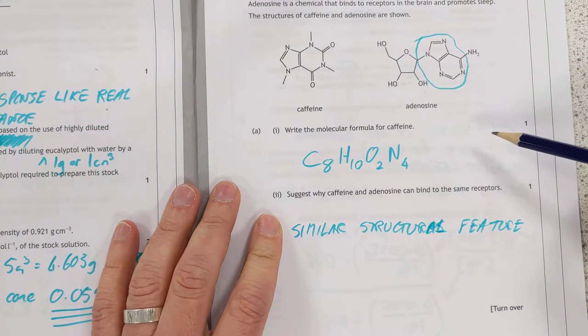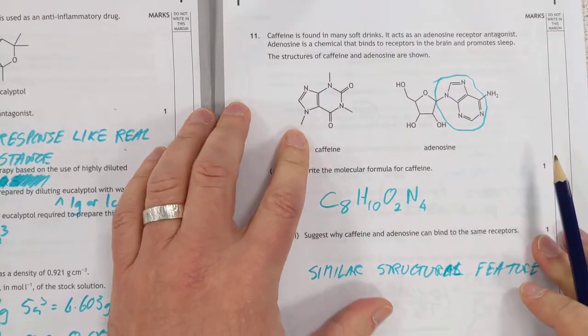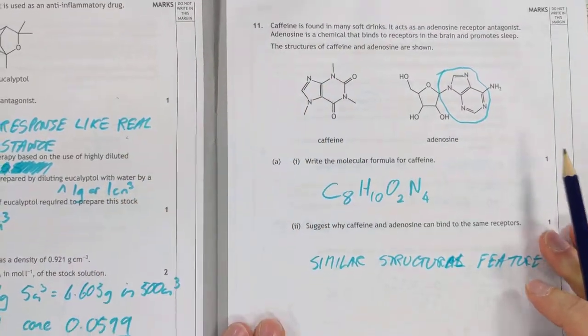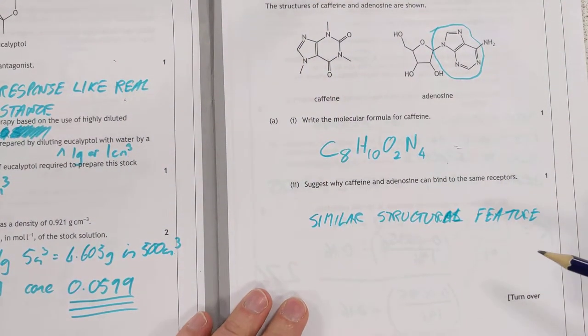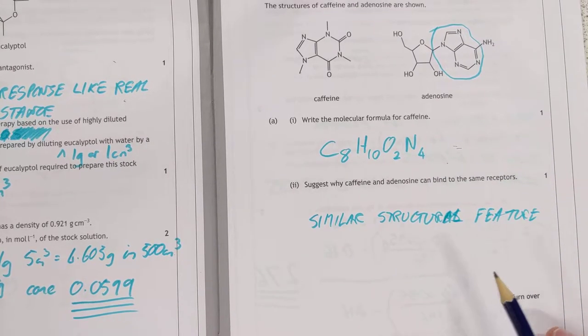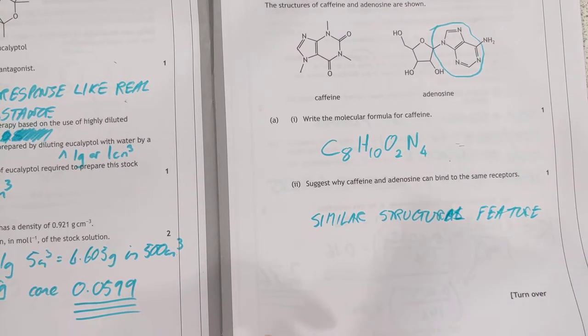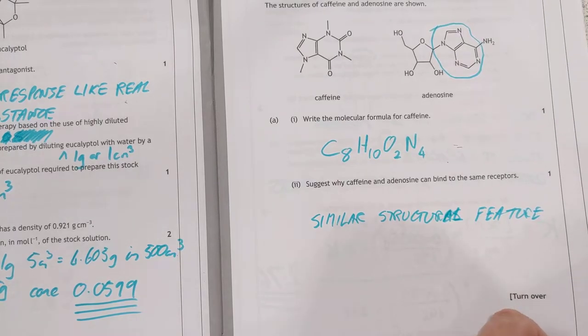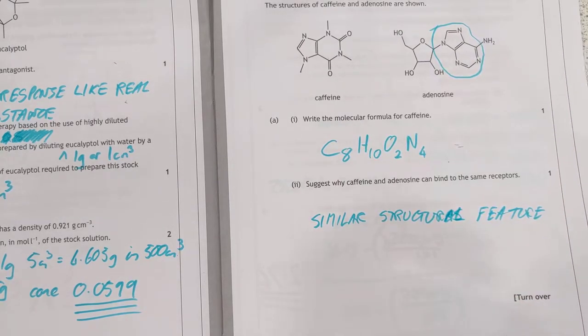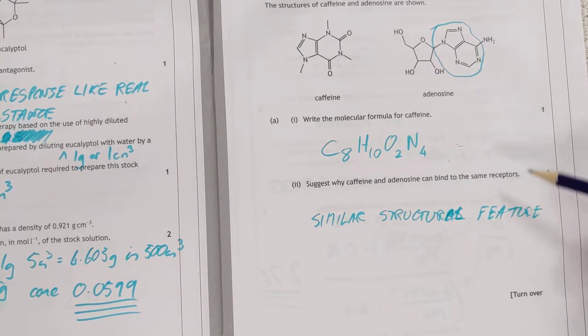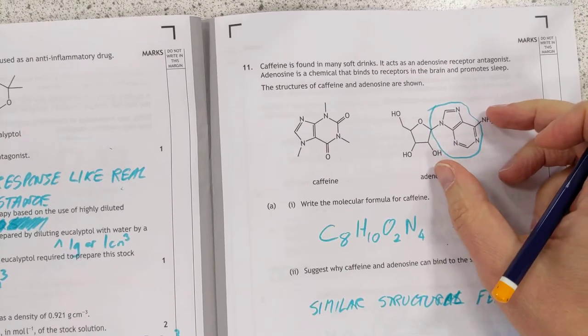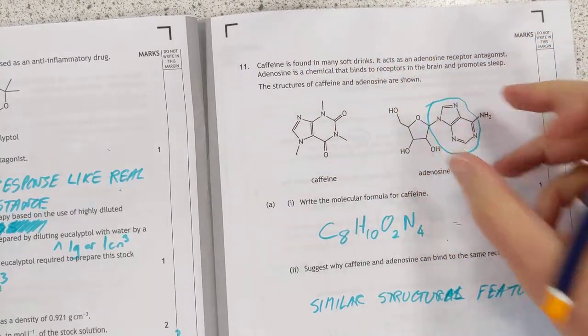Molecular formula for caffeine. It's just, can you add up your C's, N's and O's correctly? I'm pretty sure that's the right answer, though. Again, I'm going to be embarrassed and look like a muppet if it's not. Why can they bind to the same receptors? Because they have similar structural shapes and features. It's as simple as that. That molecule there is basically just this one tilted on its side.